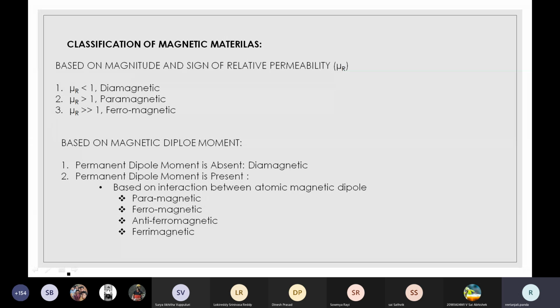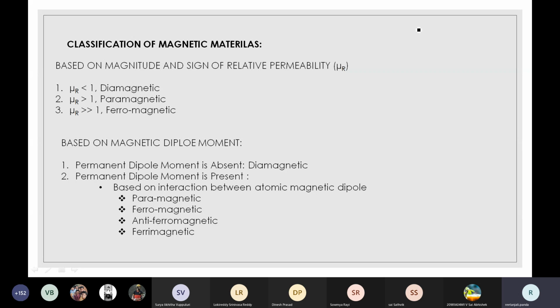Depending upon the relative permeability, there are three types of material. If the value of relative permeability is less than 1, then it will be a diamagnetic material. If the relative permeability is more than 1, then it is a paramagnetic material. If relative permeability is much more than 1, then it will be a ferromagnetic material.